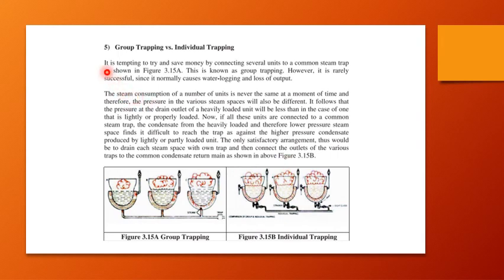This part is entirely explained here in this particular part of the chapter. You can go through it and understand. In the exam they may ask you to briefly explain or differentiate between group trapping versus individual trapping, and you should be ready enough to explain them in a very simple manner, friends. So this is the difference between group trapping versus individual trapping, which is also an area of concern when you install any steam trap in the steam line, friends.